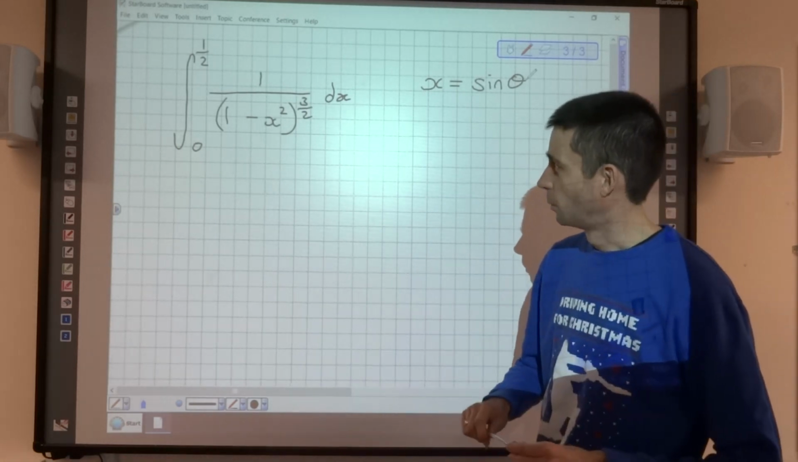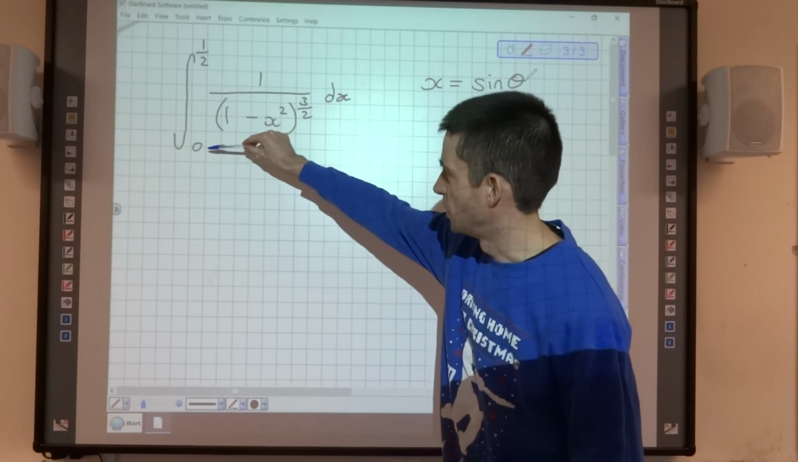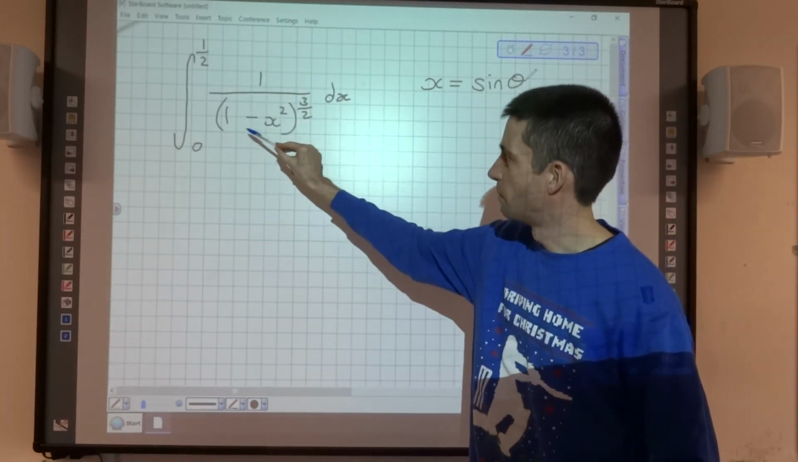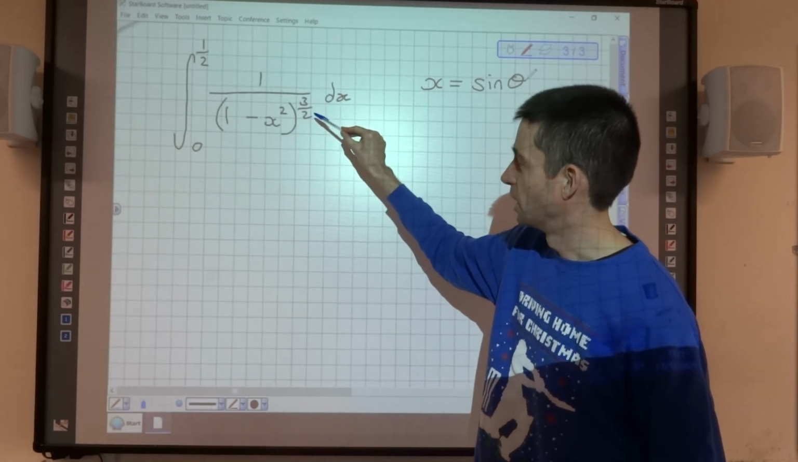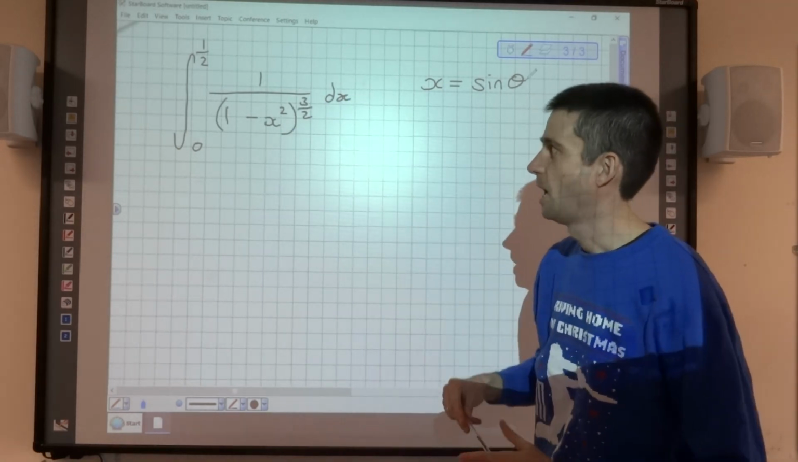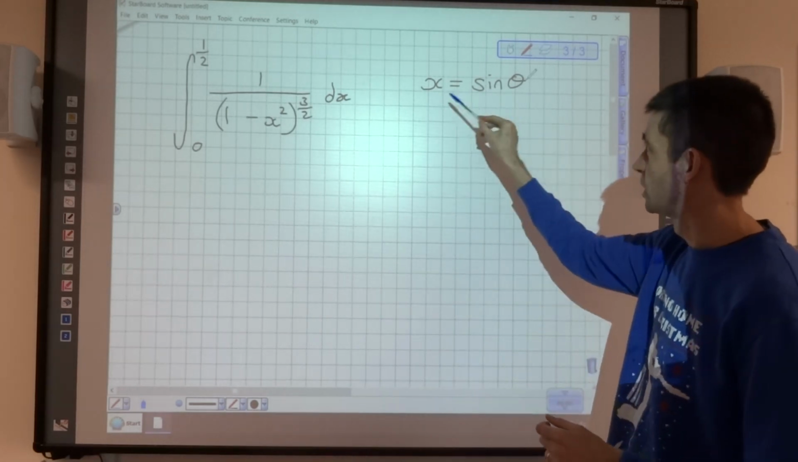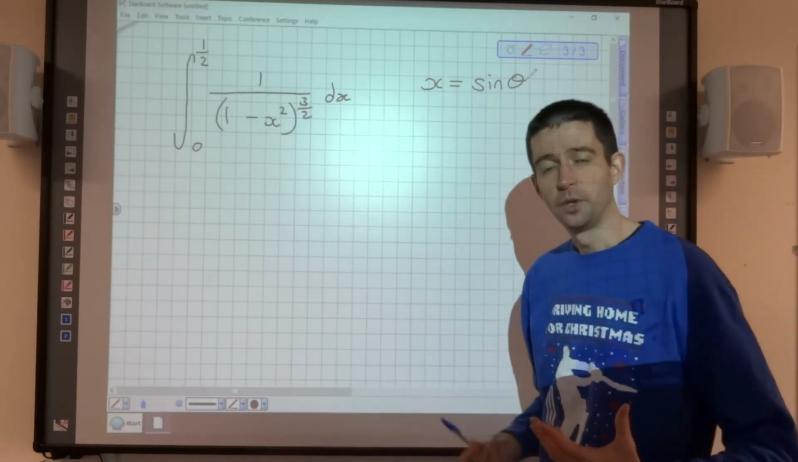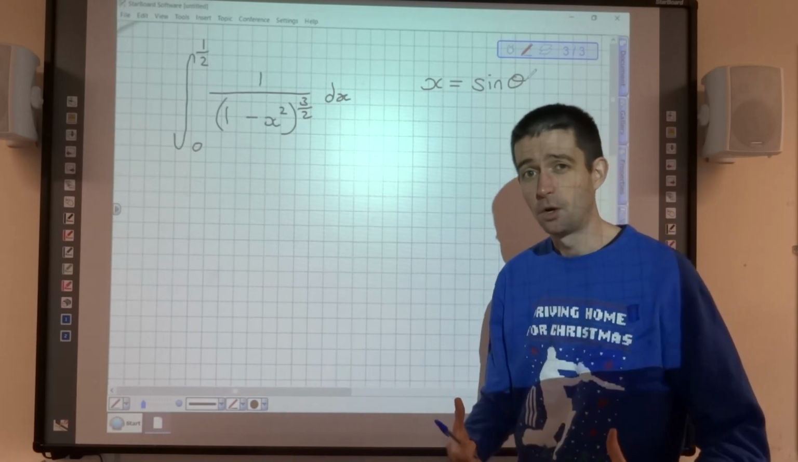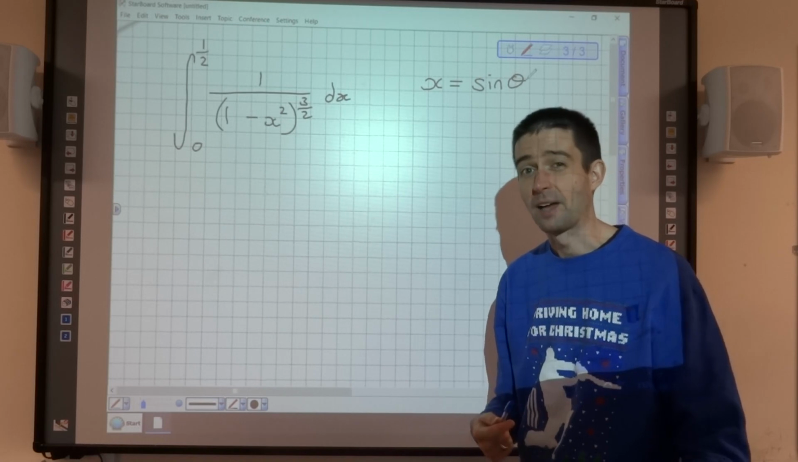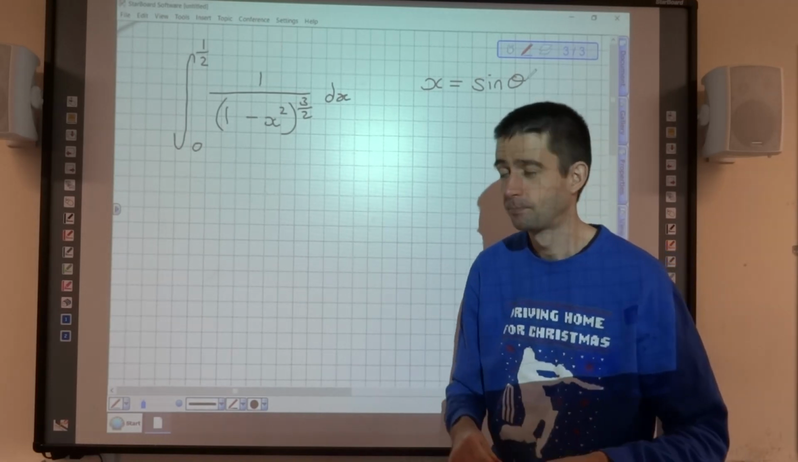Okay, so here we are. We're going to be integrating between 0 and 1/2 the function 1 over (1 minus x squared) to the power of 3 over 2 with respect to x. And to do that, we're going to be using the substitution x equals sine theta. With questions like this, you've got to be really hot on your trig identities, and having a working knowledge of exact values is really, really useful as well.